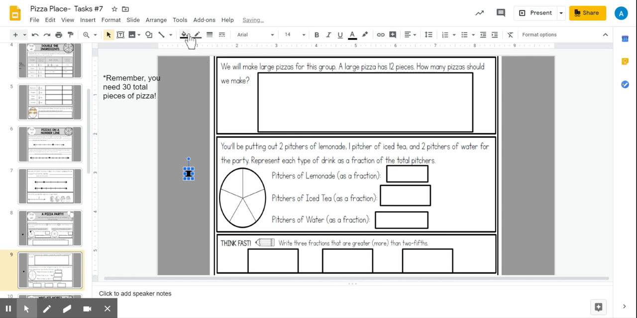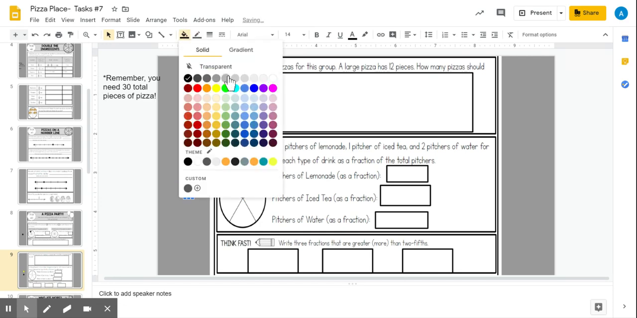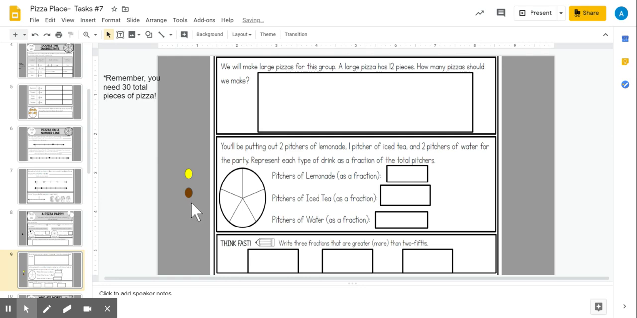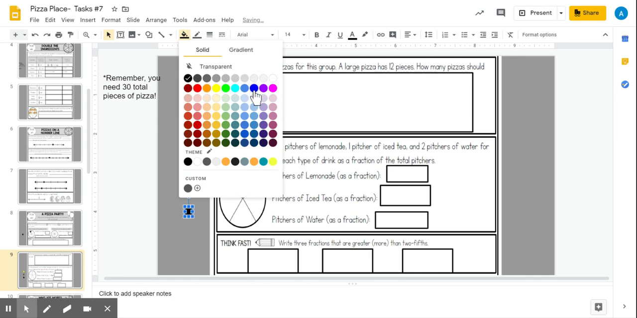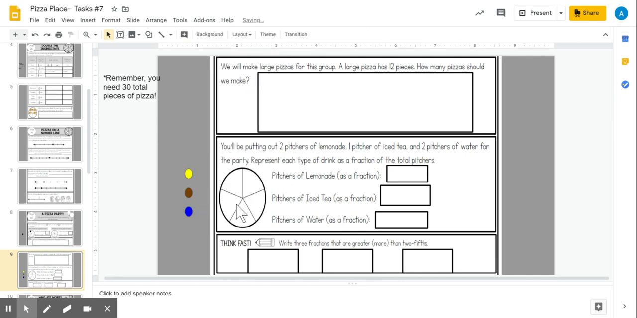How about we make this one yellow for lemonade. Iced tea, we can be brown. And then water, we will make blue. And again, you can copy and paste and drag those to the circle to fill it in, and then write three fractions that are greater, more than 2/5.